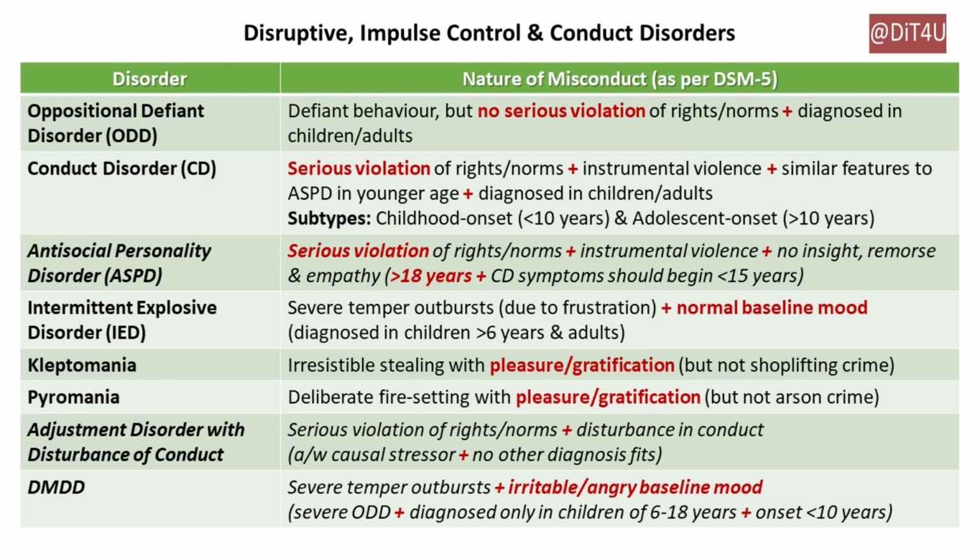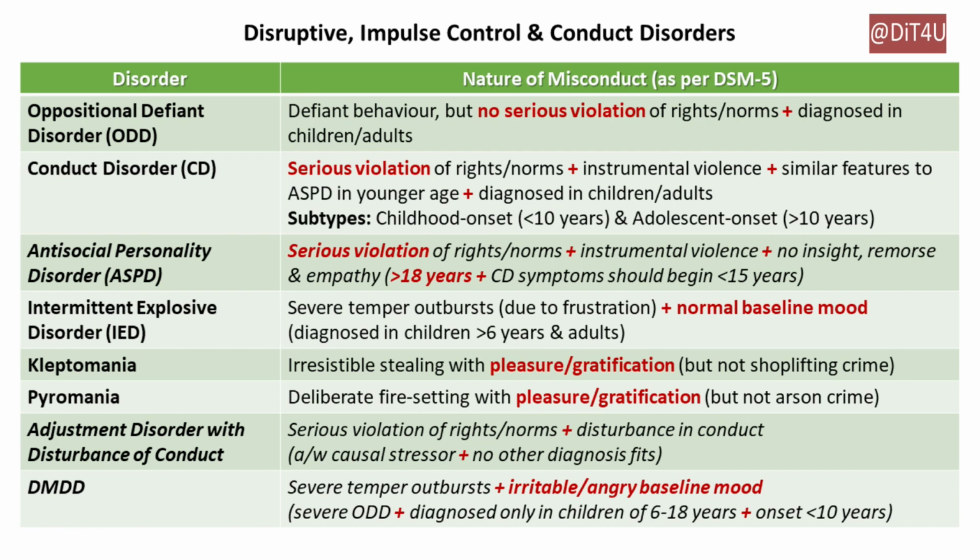Serious violation of rights and norms are still seen here, along with disturbance of conduct, but there is usually a causal stressor, usually a psychosocial stressor, such as moving to a different city, getting divorced or something like that. And it's a diagnosis of exclusion. So you have to rule out all these things: conduct disorder, depression, anxiety, rule out all of them before you make a diagnosis of adjustment disorder.